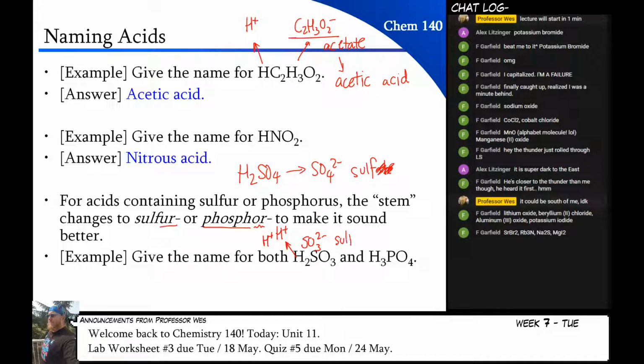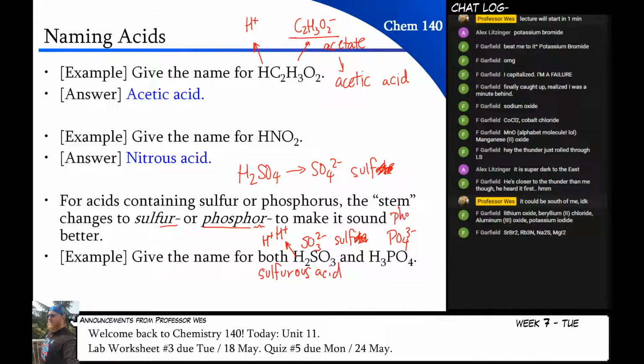This is sulfite. So we would call this sulf, get rid of the ite there. We're going to add in the extra ur to make it sound better. And then the rule: it ended in ite, so we'll call it ous acid. You do the same thing for this.